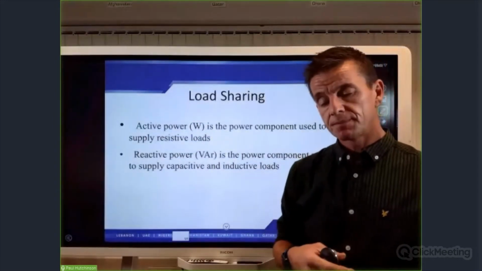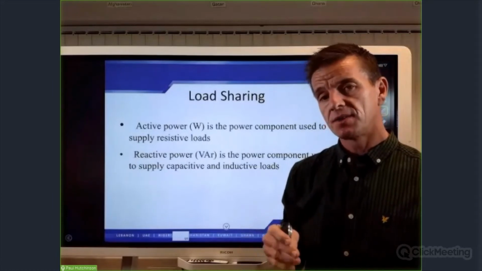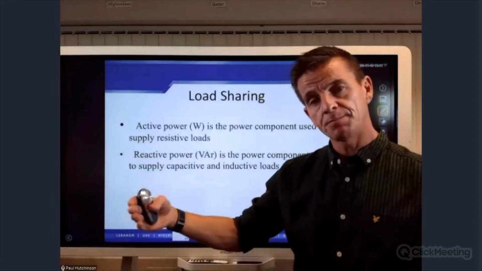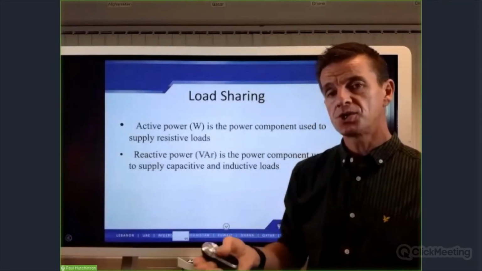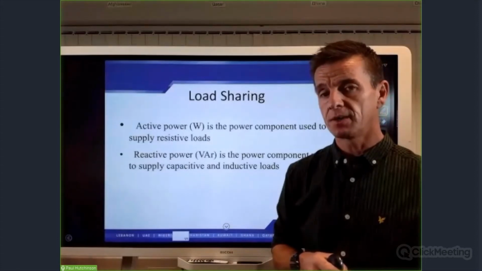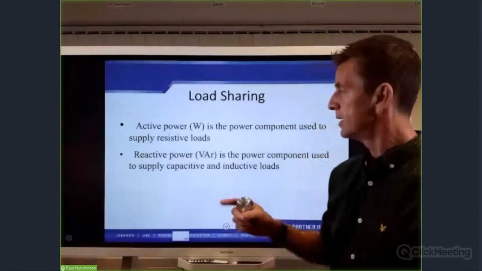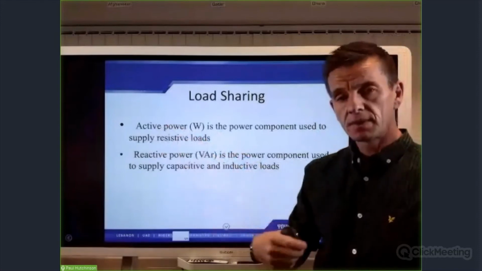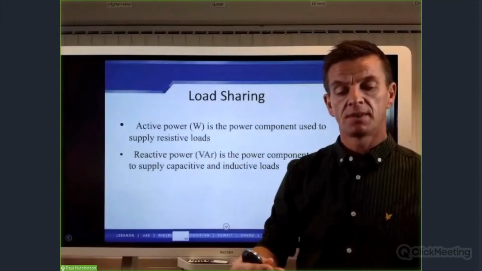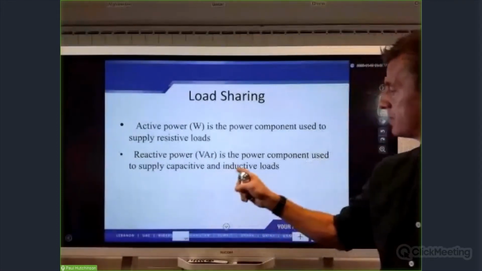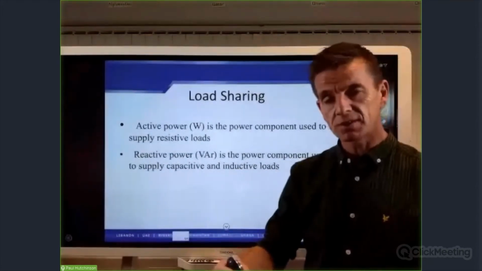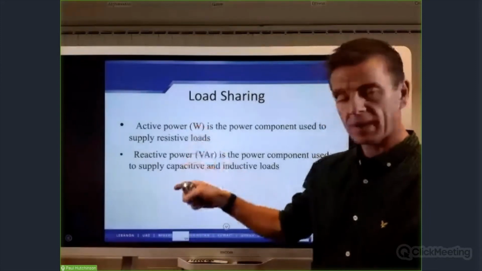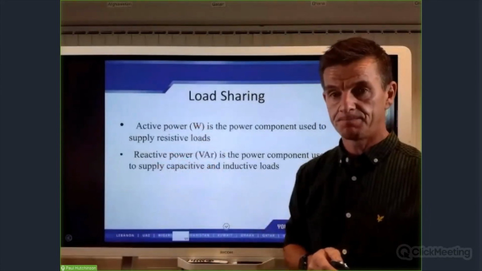Load sharing. Again, all genset or gensets online, if they've been configured correctly, they will all load share according to their size, okay? Proportionally to their size, okay? Remember, active power is our kilowatts. And kilowatts is generally put in with resistive. Reactive power, VAR, is what we use to supply the likes of capacitive and inductive type loads and others, okay? And you'll have a mix, obviously, of each of these.